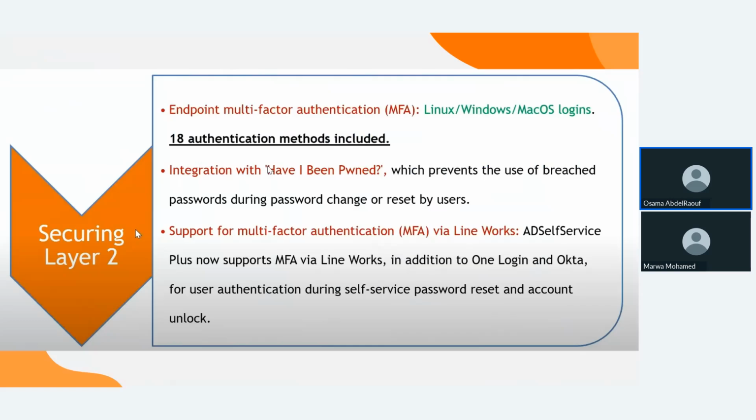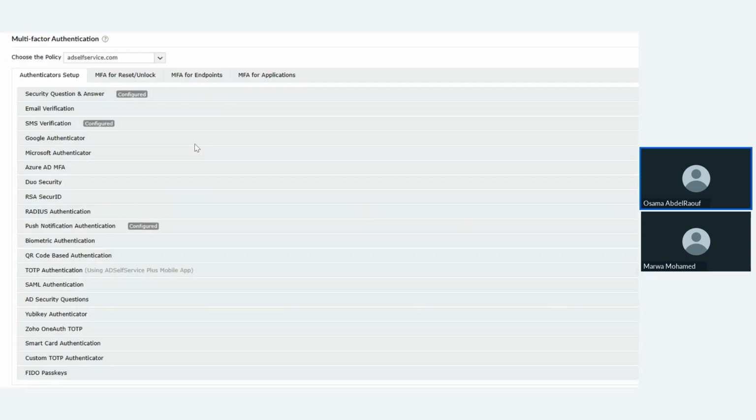The second layer of security is regarding the MFA. You know, AD Self-Service deals with multiple authenticators, like 20, not 18, now it's updated to 20 authenticators. You can use security questions, you can use your mobile to receive an OTP, SMS verification, you can use your email to receive an OTP, you can even use Google Authenticator, Microsoft Authenticator, and etc.